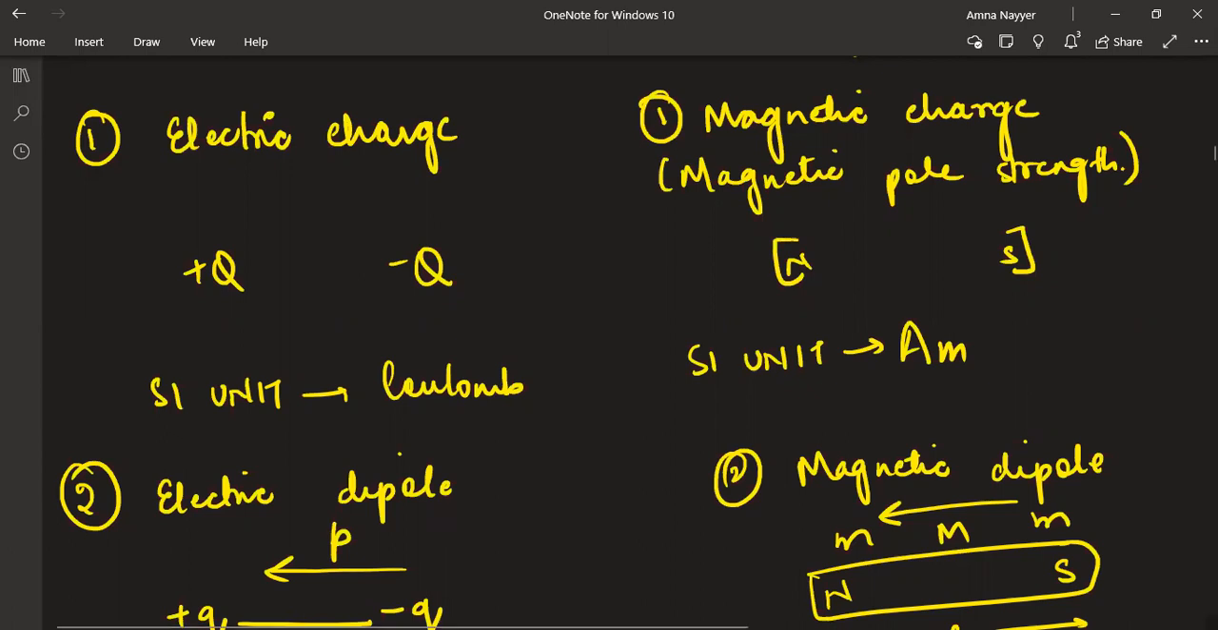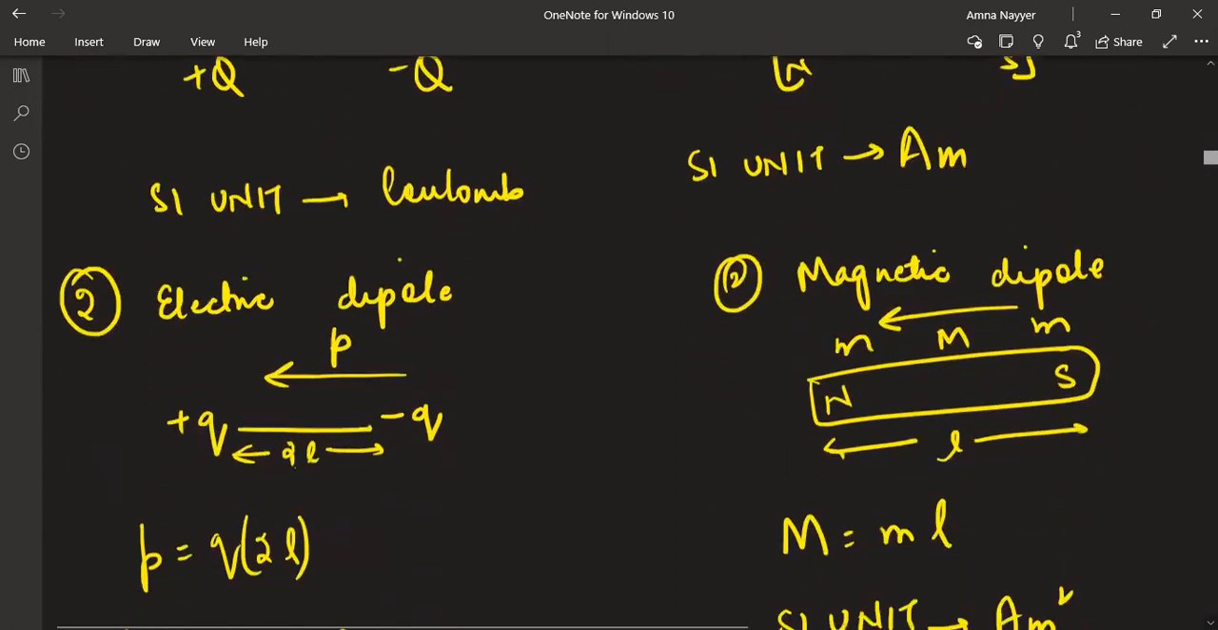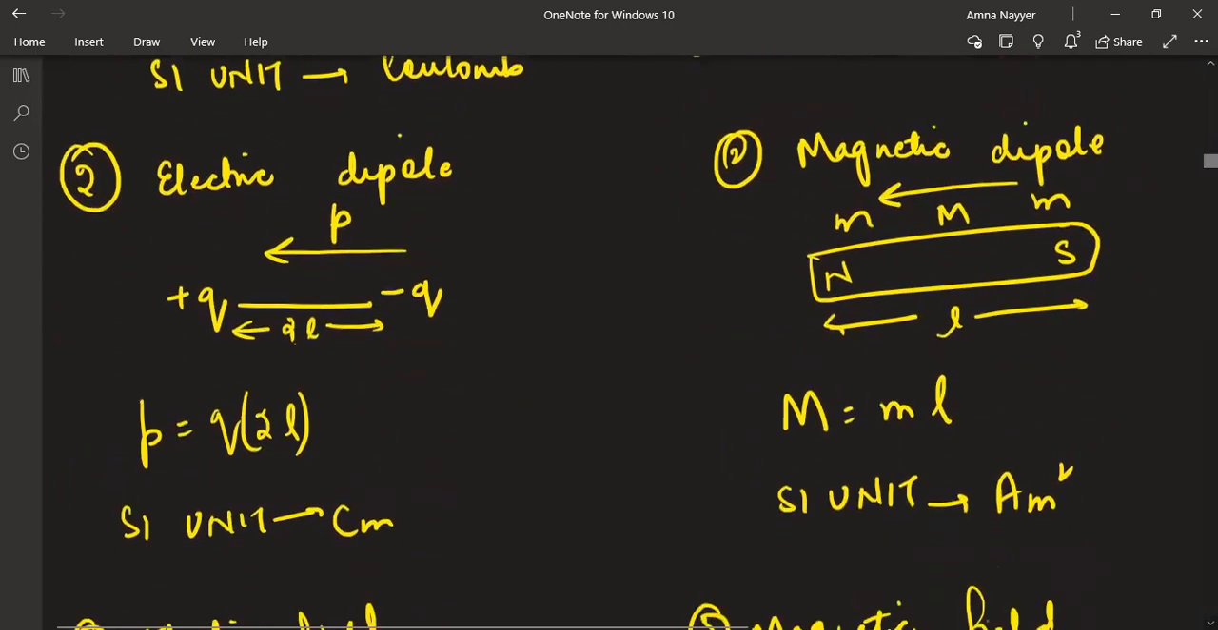Then you have the concept of dipole. Dipole basically means two opposite charges having the same magnitude but opposite signs, separated by a small separation. So dipole moment will be the charge into the separation between the charges. The SI unit is coulomb meter.